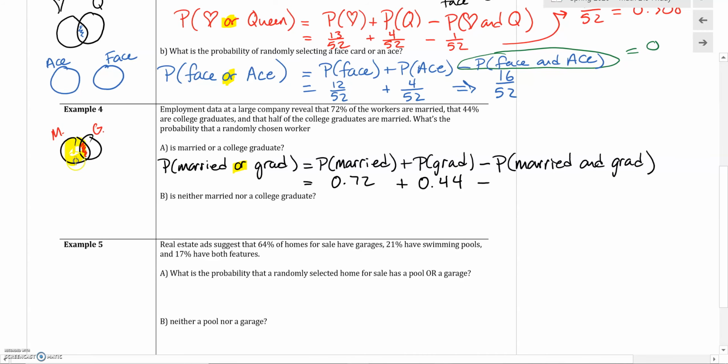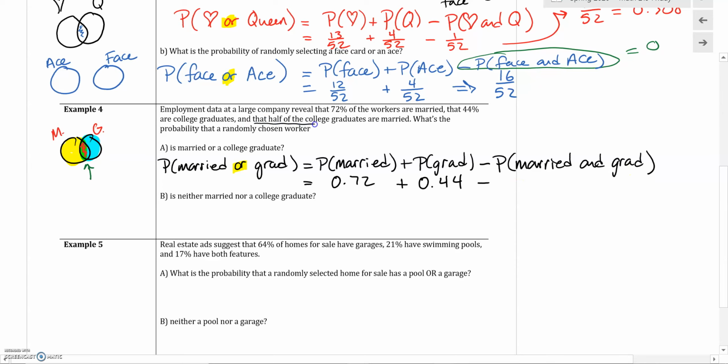So when I said who's married, they raised their hand. When I said who's a college grad, they raised their hand. And this group of people raised their hand twice. Once for when I said who's married and once for when I said who's a college grad. I have to remove that double counting. So I need to subtract from this minus the probability that someone is married and a grad.